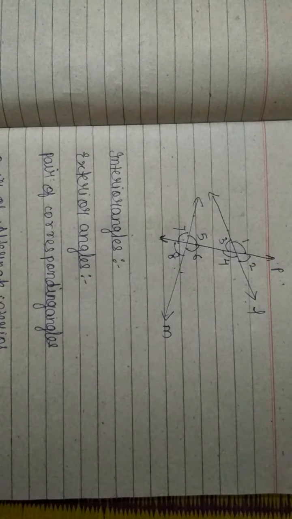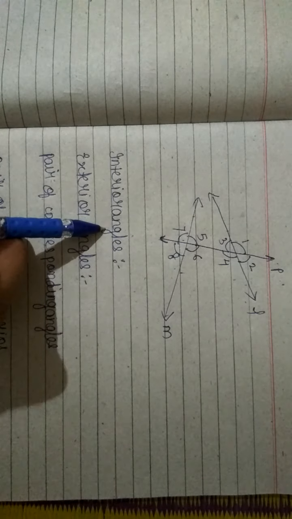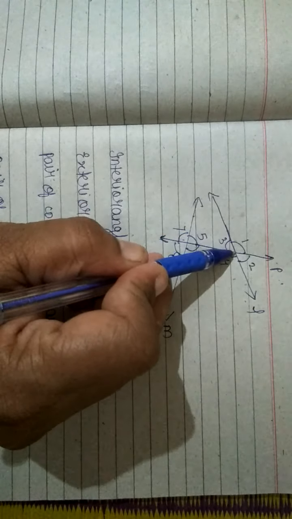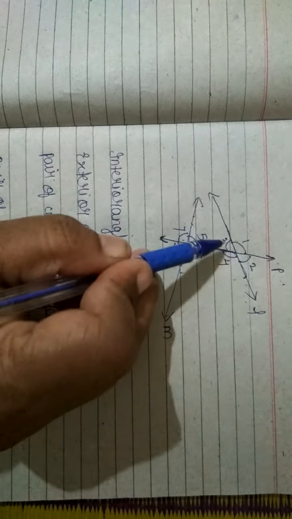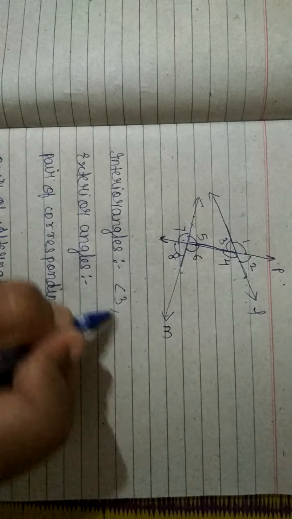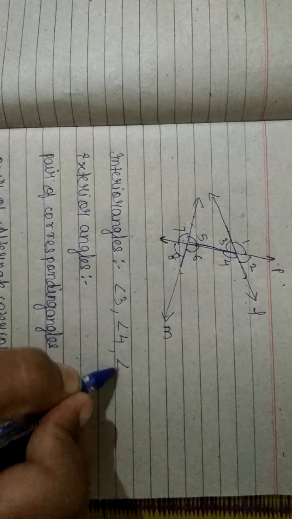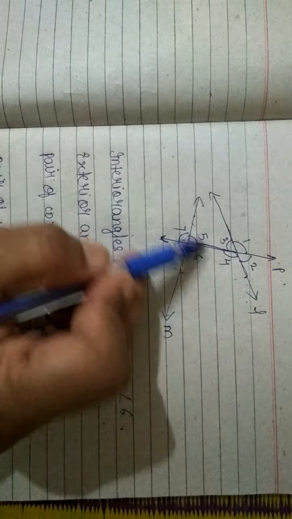Now children, in the previous video we were seeing about interior angles and exterior angles. So we will continue with that further. Now children, what do you mean by interior angles? The angles that come inside are called interior angles. So what are the interior angles here? Angle 3, angle 4, angle 5 and angle 6 are called interior angles because they are inside.